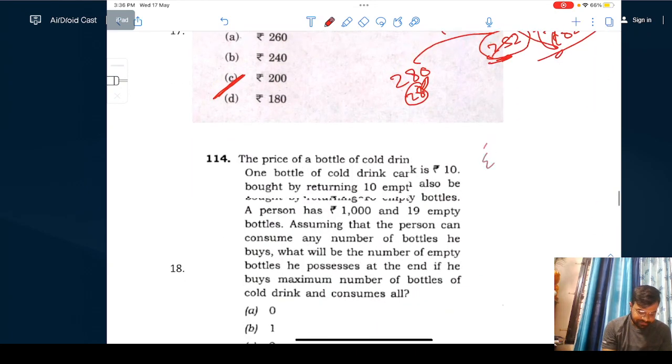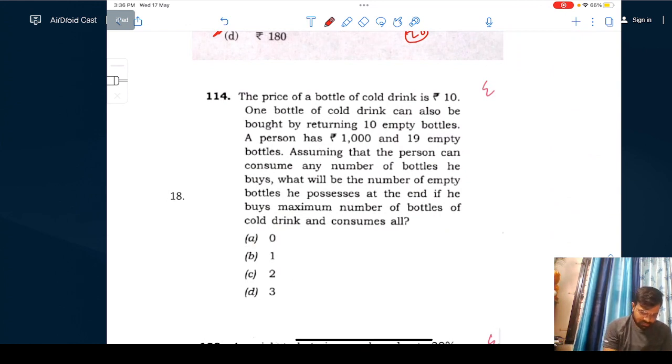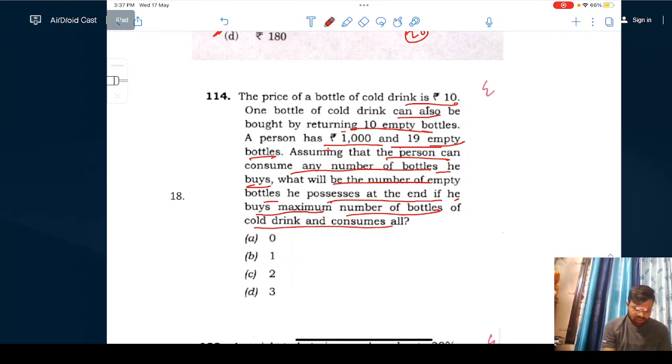So this is the 218th question. The price of a bottle of cold drink is 10 rupees. One bottle of cold drink can also be bought by returning 10 empty bottles. A person has 1000 rupees and 19 empty bottles. Assuming that the person can consume any number of bottles he buys, what will be the number of empty bottles he possesses at the end if he buys the maximum number of bottles of the cold drink and consumes all?